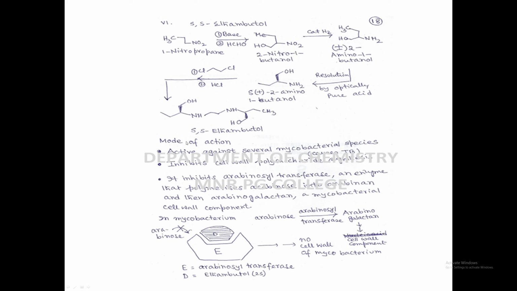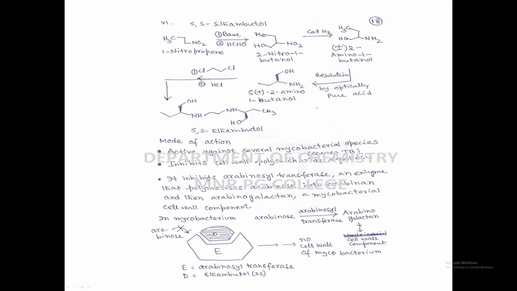Now we will discuss the mode of action of SS Ethambutol. As I have already told you, this is an anti-tuberculosis drug, so it is active against mycobacterial species. For bacteria, it inhibits the cell wall, so the target is the cell wall. One of the components of the cell wall is polysaccharide. SS Ethambutol inhibits the polysaccharide synthesis during the formation of the cell wall of mycobacteria, which is responsible for tuberculosis.